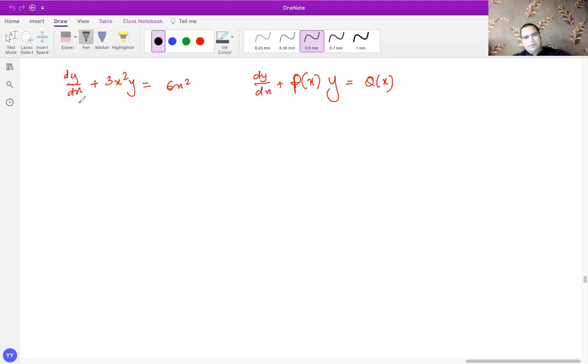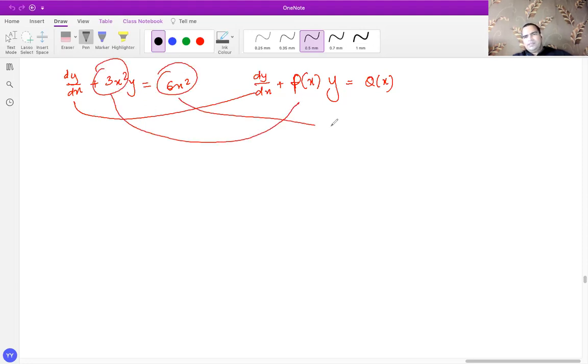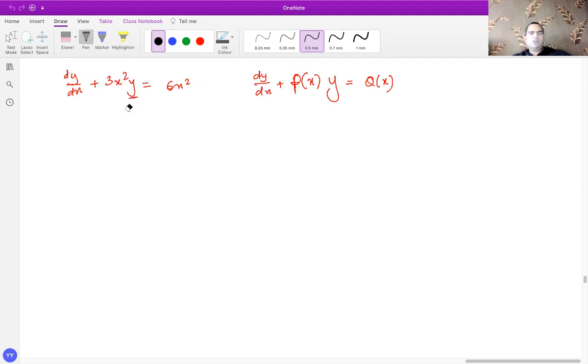So if I compare with dy by dx, p of x is this function, and q of x is the other side, and y is here. Now, if there was no y, this won't be a linear differential equation then. So this has to be in this structure, and that's something you've got to remember. Now, our next step is to see what should be the strategy to solve this kind of question.